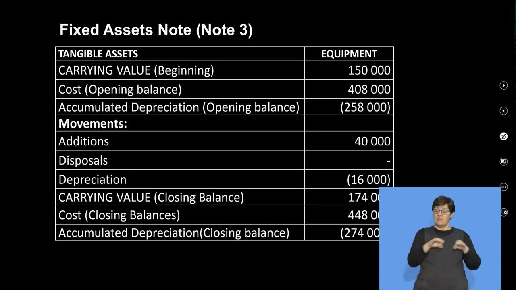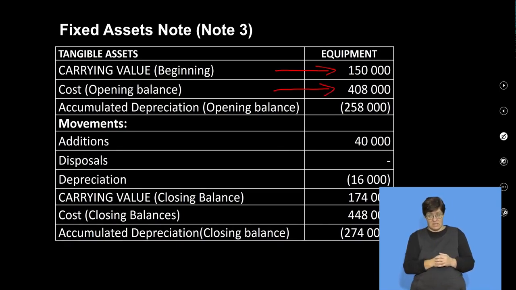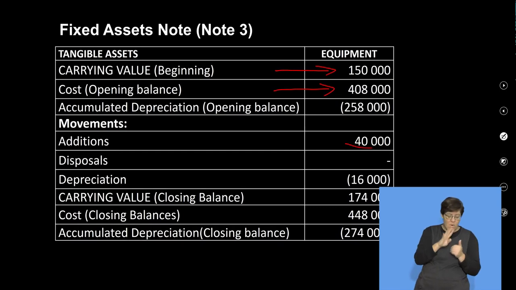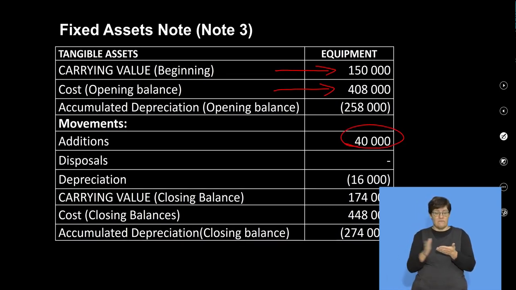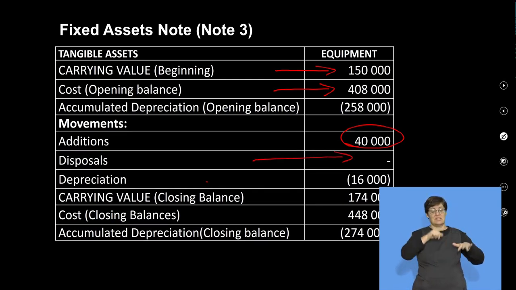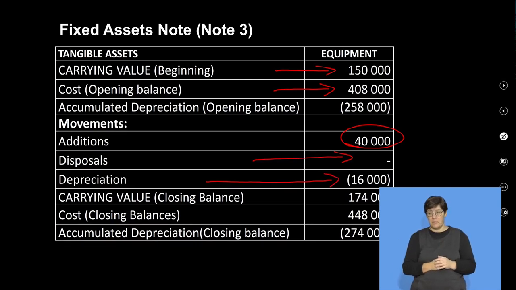The next one that we look at is our tangible assets, equipment. Here again, you start off with your carrying value at the beginning of the year, 150,000. Your opening balance was 48. So 48, bring in your additions. You bought the new equipment for 40,000 Rand. There was no disposal of equipment, but there was depreciation of 16,000 Rand. And obviously, you now work out your closing balance at the end of the year minus your accumulated depreciation, and that will give you your carrying value at the end of the year.